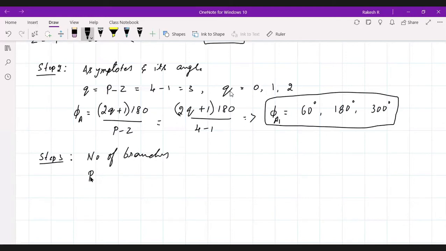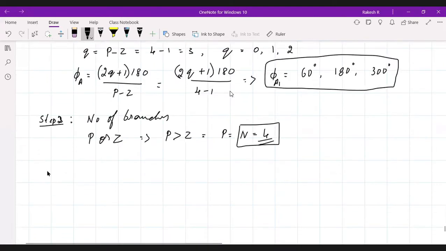Number of branches will be P or Z, whichever is greater, right? Here P is greater than Z, so the number of branches will be P, which is N equals 4. Number of branches N will be 4 here. You can change this one to step 2 and take this one as step 3. Not at all a problem. And we'll go to step 4.